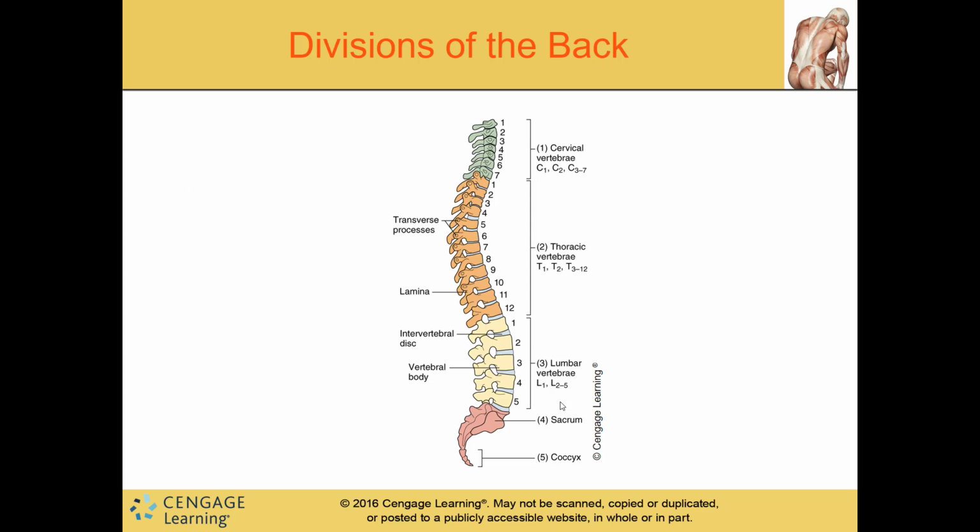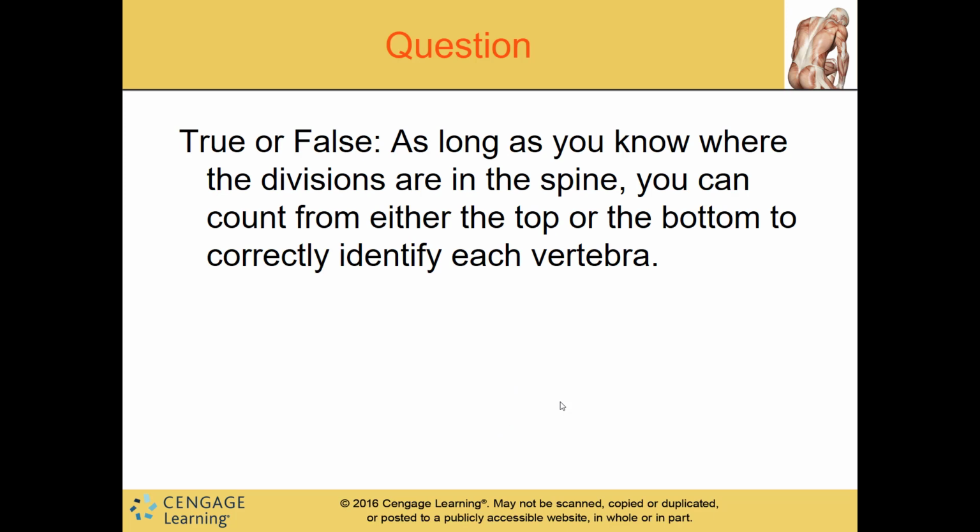First, here's our visual. So we have our cervical vertebrae, which is in our neck, followed by our thoracic. Remember, thoraco means chest, and then lumbar, our lower back, followed by the sacrum, and then our coccyx, which is our tailbone. All right, true or false: as long as you know where the divisions are in the spine, you can count from either the top or the bottom to correctly identify each vertebra.